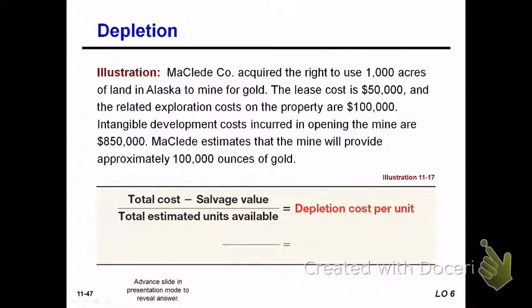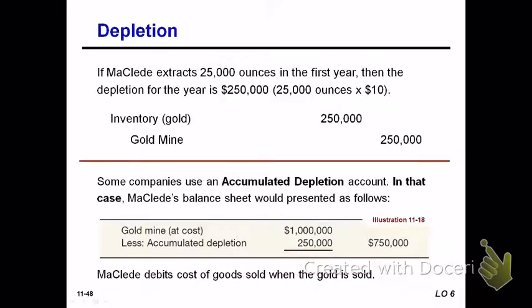All right, here's an example. This company acquired the rights for 1,000 acres to mine for gold. They're paying $50,000 to lease the land. They're going to pay $100,000 to explore it, and they have intangible development costs of $850,000 to open it. So they've got $1 million spent on this, and they're expecting to get 100,000 ounces of gold. So they will put the million in the numerator, put the ounces in the denominator, and come up with a per ounce cost. So if they extract 25,000 ounces in the first year, they will deplete the gold mine by $250,000.